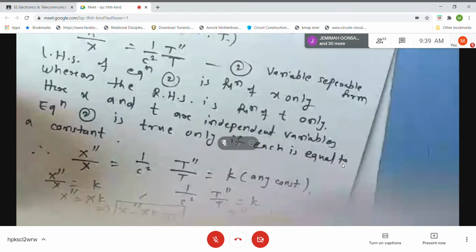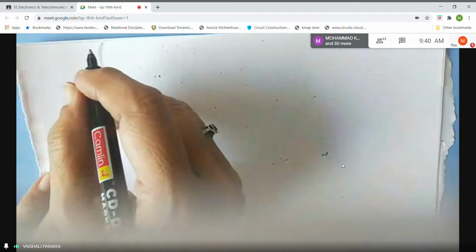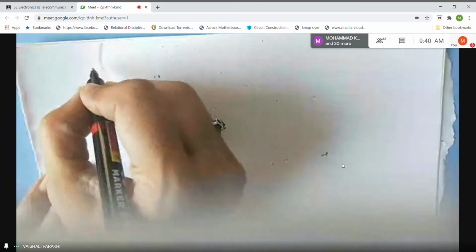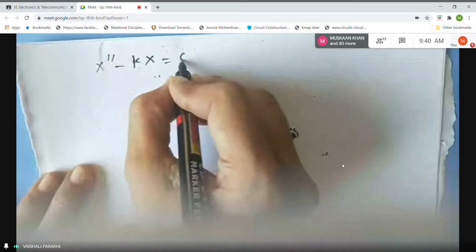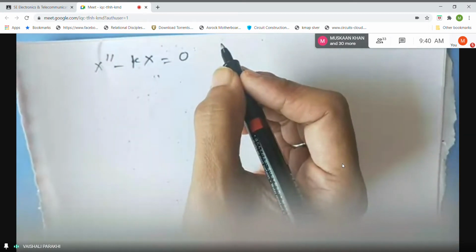So let us continue, students. This is not the end of the solution. When will it be the end of the solution? When you find out what is y, right? So now what we got here is, I'll write down the equations again here on the next page. The first equation which we got is x double dash minus k into x is equal to 0. Correct? This is our first equation.